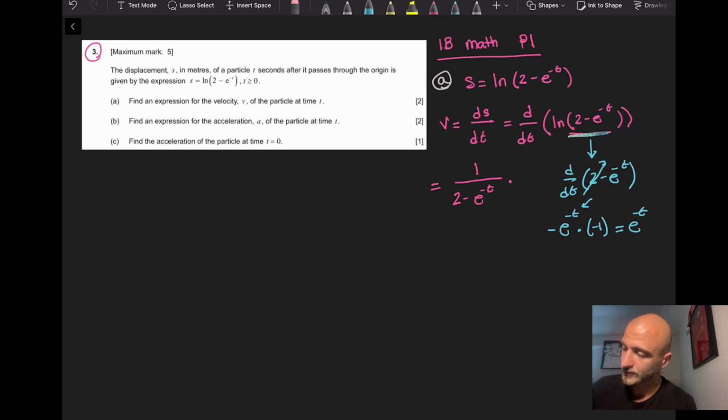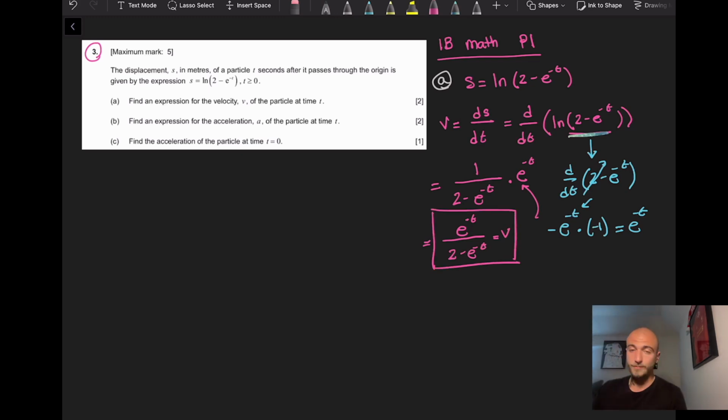So we go back up here and say, the derivative of this whole function, ln of that thing, is 1 over 2 minus e to the negative t times e to the negative t, which, if we simplify it out, is e to the negative t over 2 minus e to the negative t. This would be an expression for the velocity of this particle.